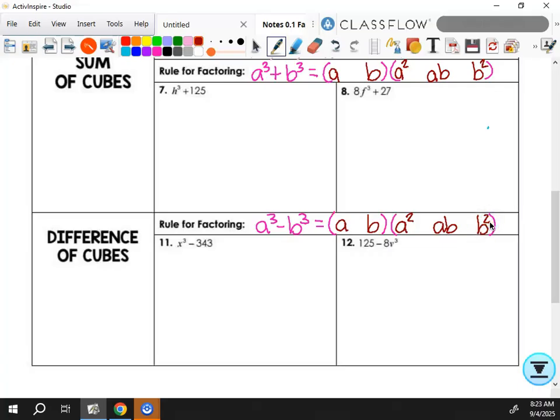Okay. So do you see so far how everything is identical, right? That pattern is exactly the same, whether it's the sum of cubes or the difference of cubes. There's an acronym to help you get the signs in there correctly.